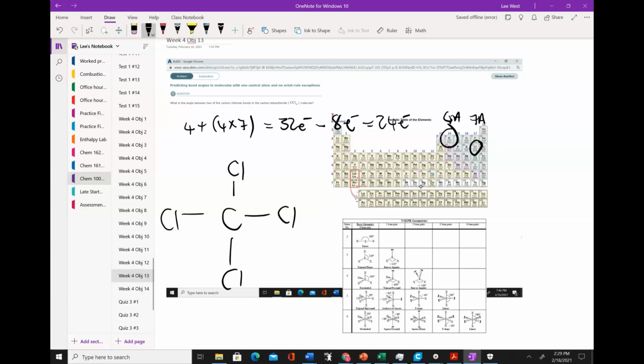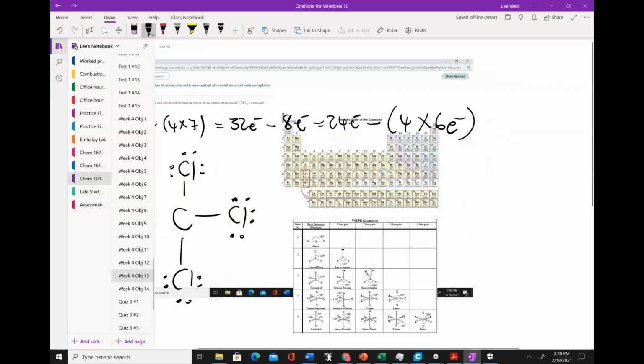So now I have to complete the octets on my outer atoms, which in this case means I'm going to have to put 3 lone pairs on each of the chlorines. There we go. So now every outer atom has a complete octet. What I've got to do then is deduct how many electrons I used to complete those octets. There were 4 chlorines and I put 3 lone pairs, or 6 electrons, on each one. So that means that I actually have 0 electrons left.